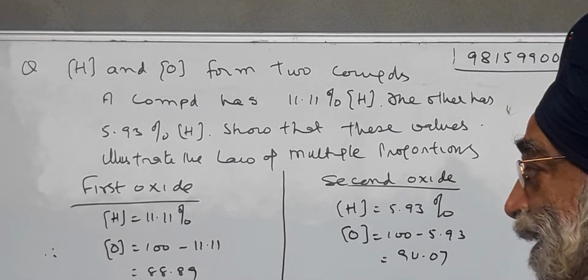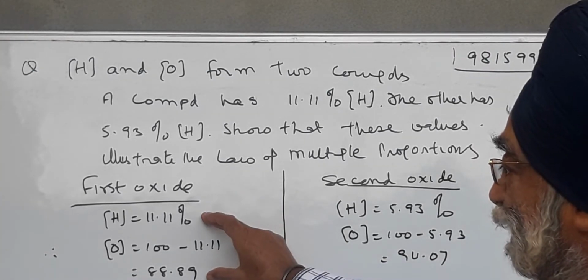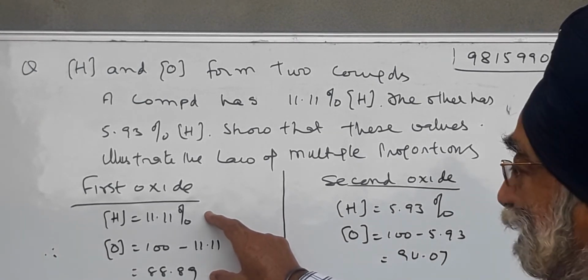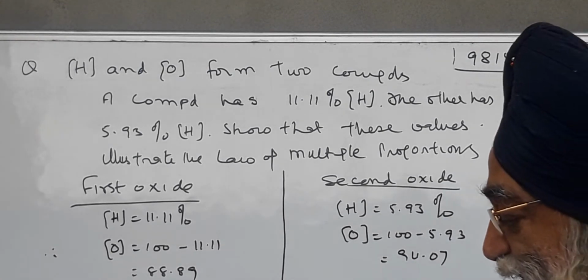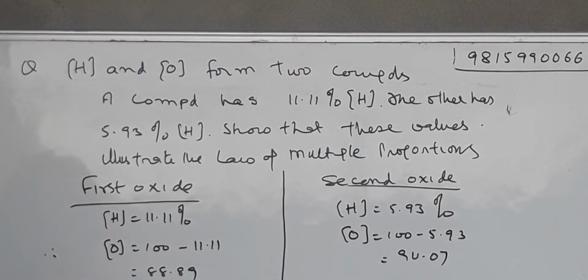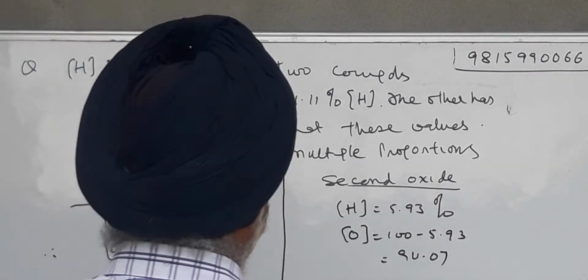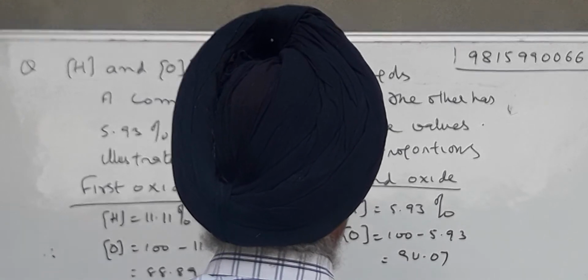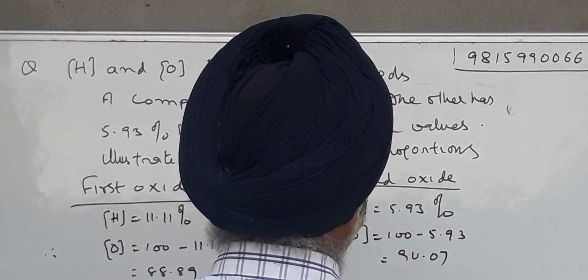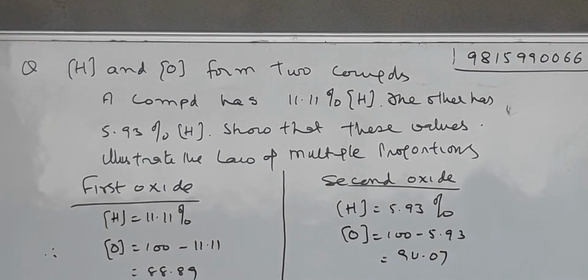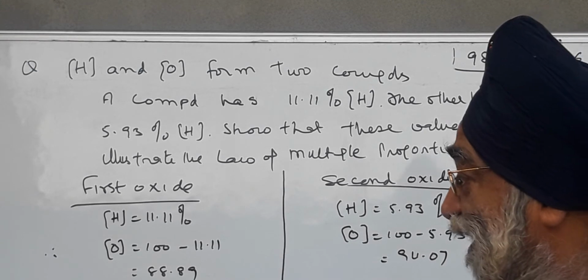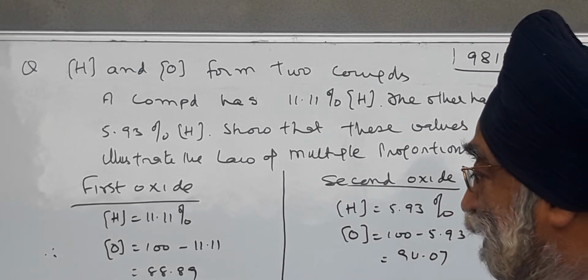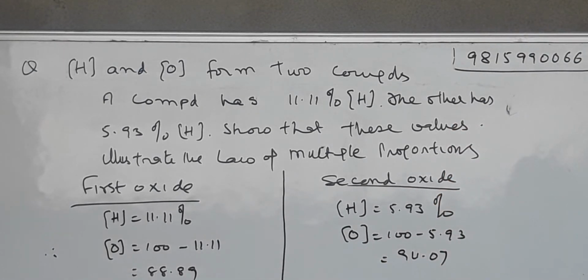Keeping a similarity in these weights, let us divide by the weight of hydrogen in both cases to make up the whole numbers. The hydrogen oxygen ratio is, let us go a step back, 11.11 is to 88.89. Hydrogen oxygen ratio is 5.93 and 94.07. To make these whole numbers, we shall divide these two by the smaller one. It is more convenient. We are dividing these two by the weight of hydrogen, and here also we shall be dividing by the weight of hydrogen.